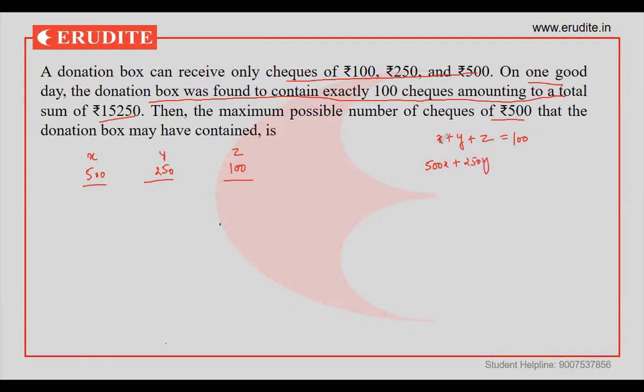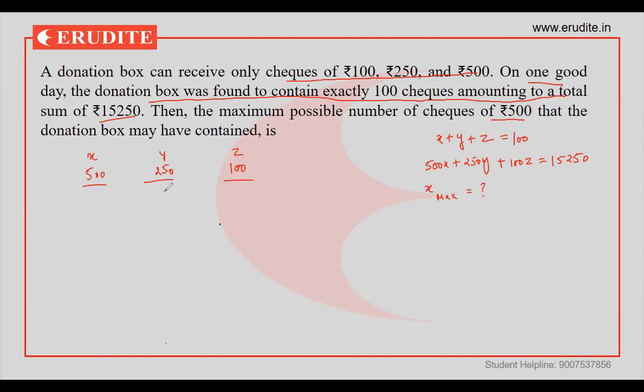If there are X number of checks of 500, and the value of each check is 500, so the total value is 500X. Y number of 250 checks, each check having 250 value, so the total value is 250Y. Z number of 100 value checks, so the value will be 100Z, and its total value is given as 15,250. So these are the two things given, and we have to make X maximum. This is the criteria, right? This is the thing we have to do.